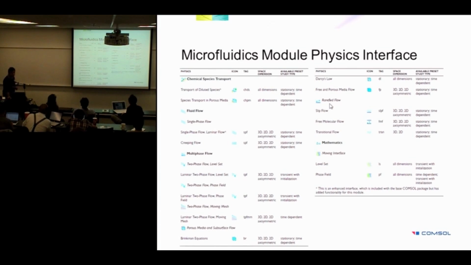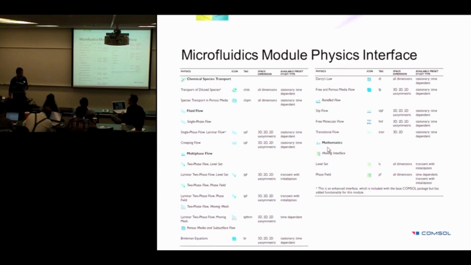And then sometimes you might also go to a region where you have free molecular flow, in that case where your Knudsen number goes higher. In that case, you need the free molecular flow interface. And we do have a free molecular flow interface to capture the physics which we want to see in our system.